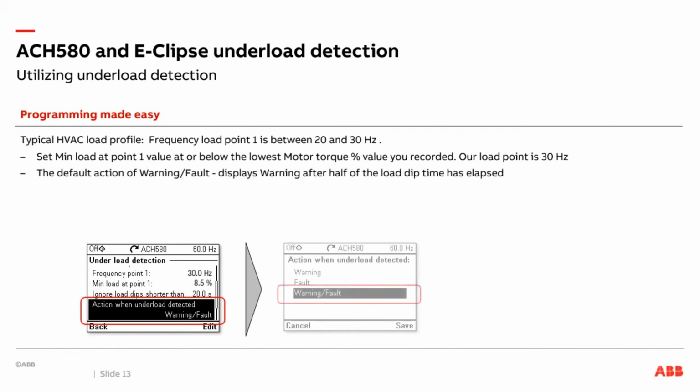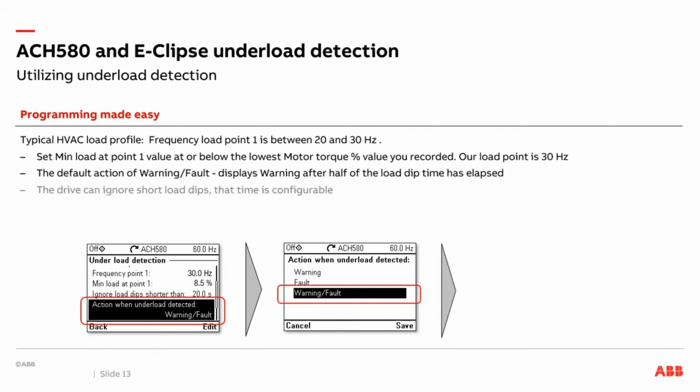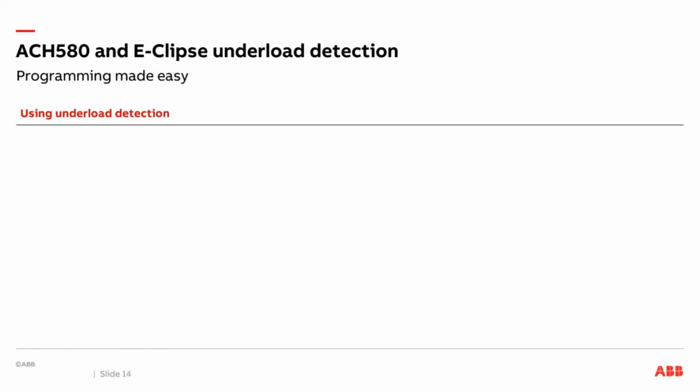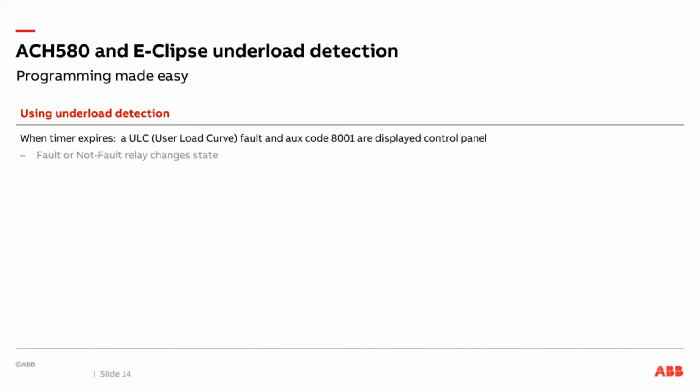The default action is to declare a warning and then a fault. And that detection includes a 20-second delay time to avoid nuisance trips. Of course, you can adjust the time to meet your on-site conditions. After the underload timer expires, a ULC fault and aux code 8001 are displayed on the control panel.